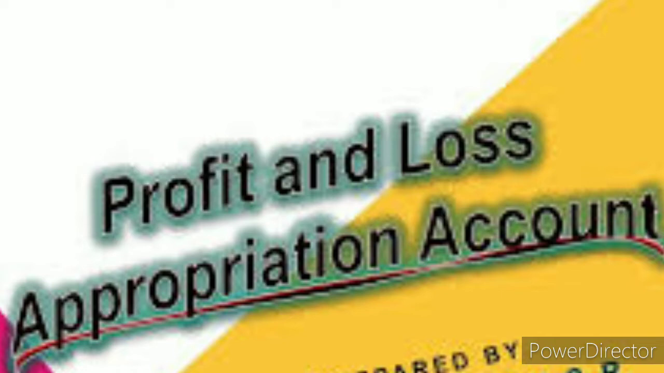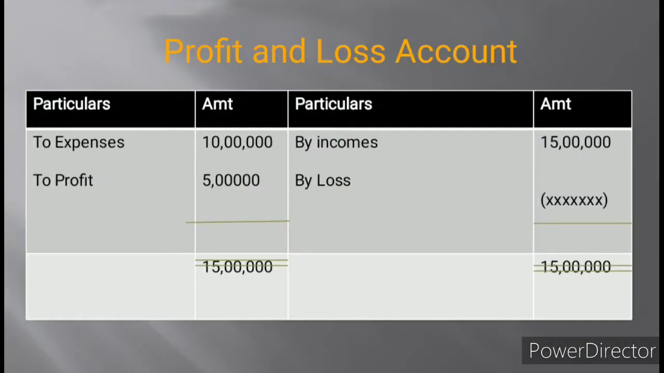See how we can distribute the profit. Now look how much profit we had left. 5 lakh. If a partner is to be paid interest on capital, then out of this profit we will allow the interest on capital to that partner. We will use this profit to pay interest on capital. If a person invests in business, then he is entitled to get interest on capital.